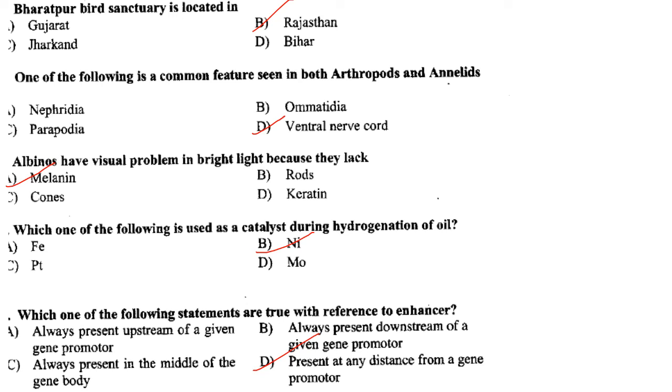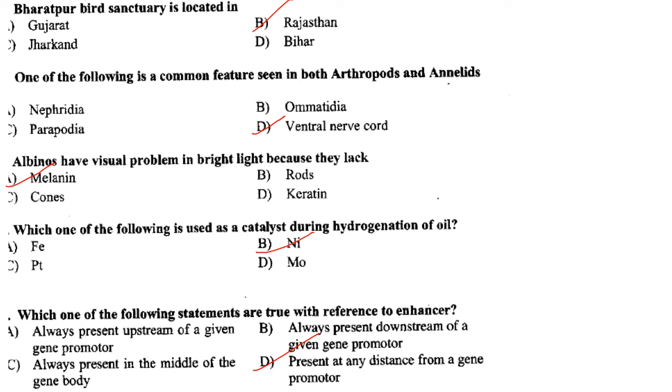Answer is option B. One of the following is a common feature seen in both arthropods and annelids. So it is ventral nerve cord. Answer is option D. Albinos have visual problem in bright light because they lack what is called melanin. Answer is option A. Which one of the following is used as a catalyst during hydrogenation of oil? So it is nickel that is used as a catalyst during hydrogenation of oil. So answer is option B.